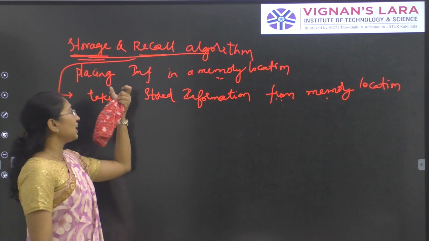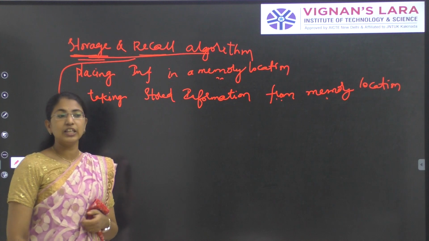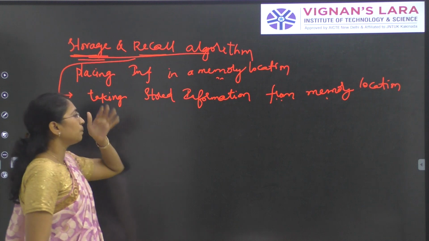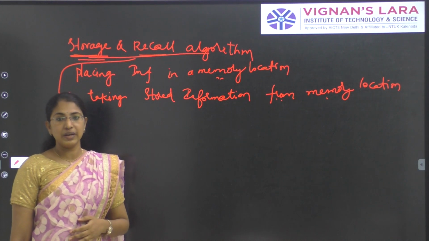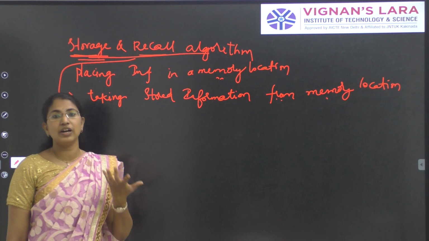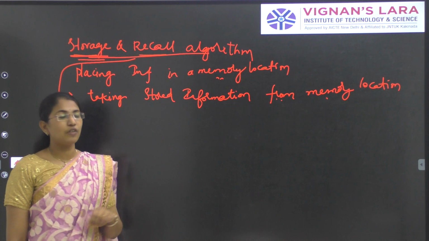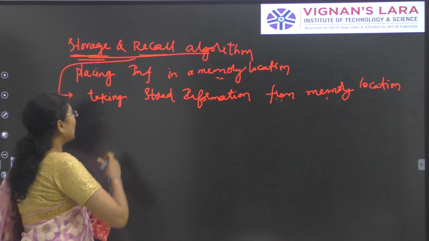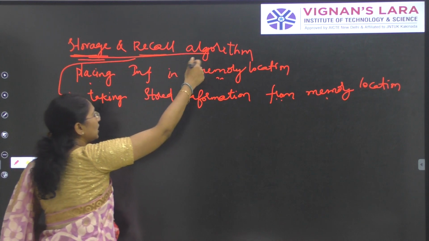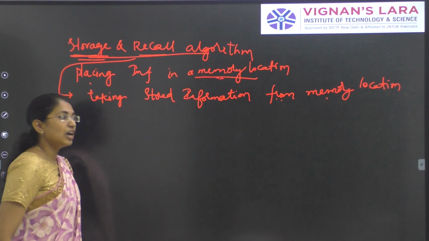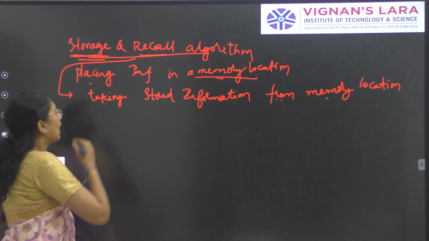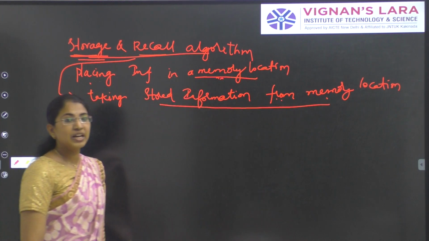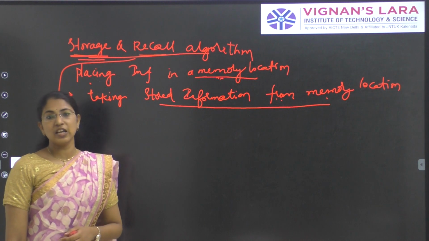This storing and recalling will be done in any of the systems: in a normal computer, in a normal human brain, or in an artificial neural network, which is the combination of the human brain and a normal computer. So storing is nothing but placing some information in a specified memory location. Recalling is obtaining that stored information from a specified memory location.